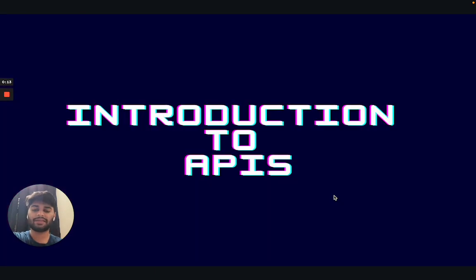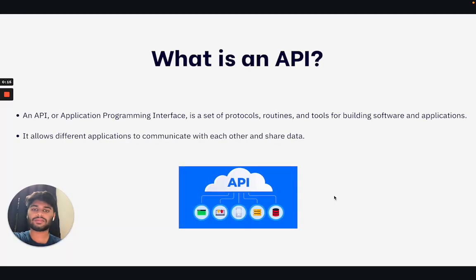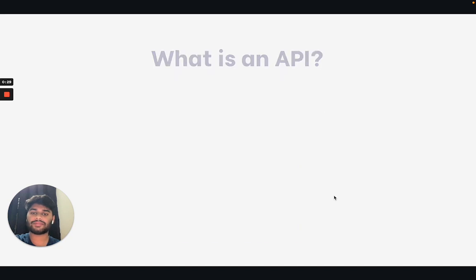So let's start with the introduction. So what is an API? An API, or Application Programming Interface, is a set of protocols, routines and tools for building software and applications. It allows different applications to communicate with each other and share data.